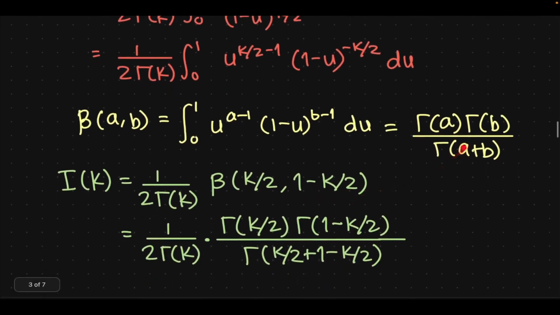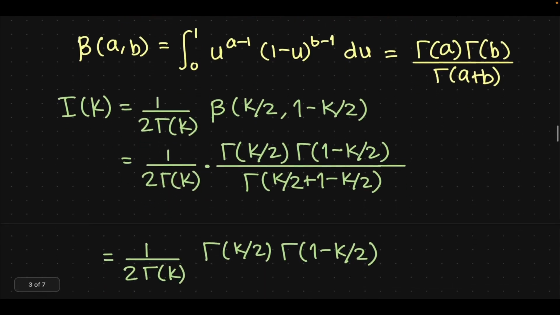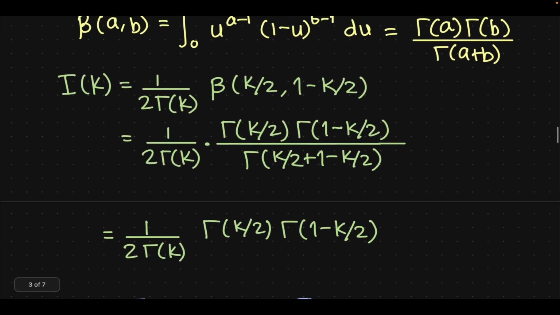Now we can use the beta to gamma relationship that I've written on the rightmost side of the yellow equation to get gamma of k over 2 times gamma of 1 minus k over 2, and then we have in the denominator gamma of k over 2 plus 1 minus k over 2, of course with the prefactor in the front of 1 over 2 times gamma of k. Now everything simplifies nicely because in the denominator we have k over 2 minus k over 2, gamma of 1. Gamma of 1 is 0 factorial, which is 1.